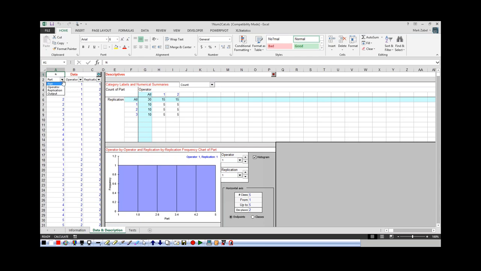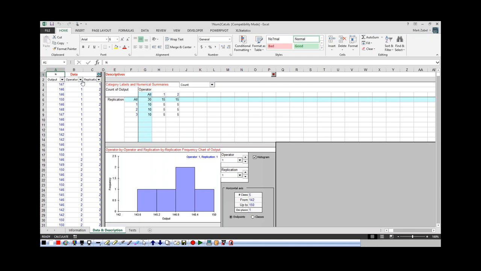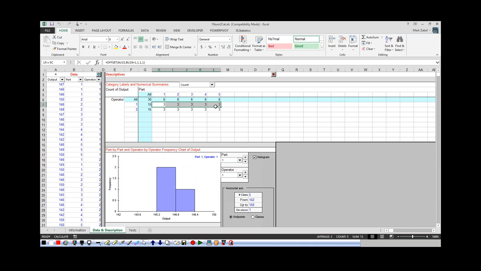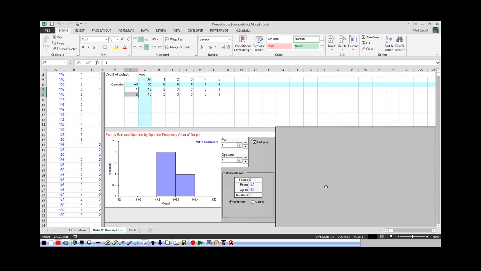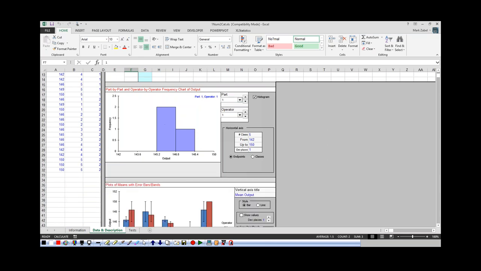So that was our output. And then the other two don't matter. We also had part and we had operator. Those are the ones that we care about. So there you go. You can see that this experiment is balanced. It had five parts, each measured three times by operators one and two. And we're able to see the output based on which operator.